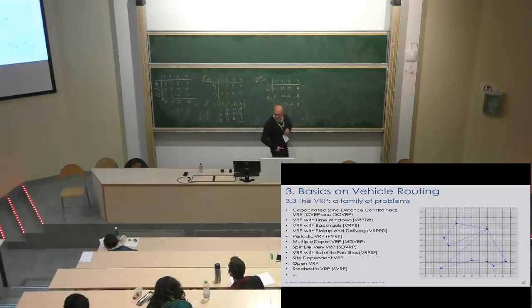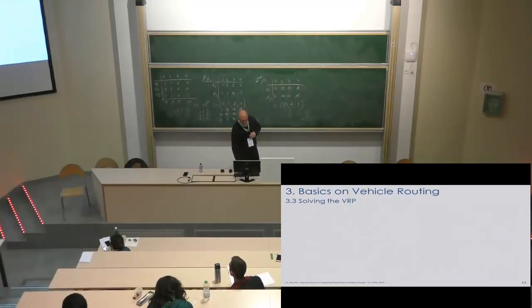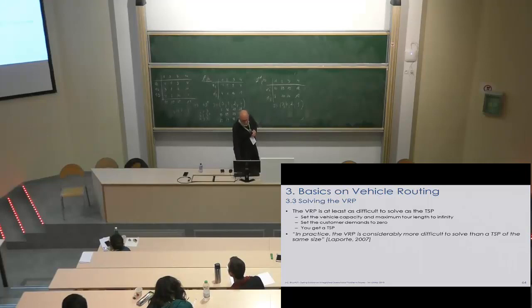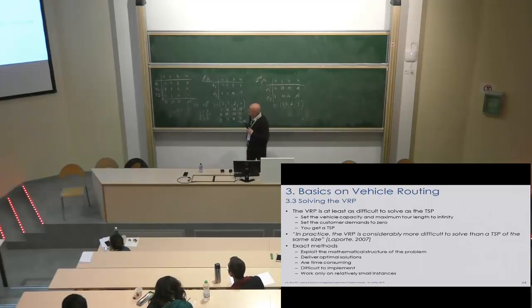And there is a huge family of problems in VRP: capacitated VRP, VRP with time windows, with backhauls, with pickup and delivery, etc. So a lot of problems, a big family of problems in VRP. The VRP is at least as difficult to solve as the traveling salesman problem. In practice, it's considerably more difficult to solve than a TSP of the same size.